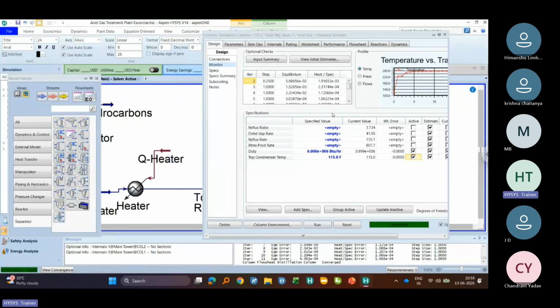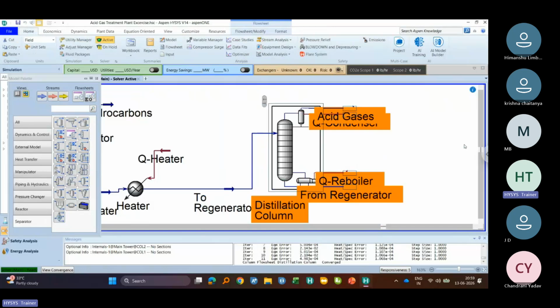You can see that my reflux ratio value is 3.724, overhead vapor rate is 41.65, reflux rate is 155.1, bottoms product rate is 807.7, and temperatures are whatever the specifications I've given, it is more or less at that value only. So our flowsheet is now converged without any recycle done.